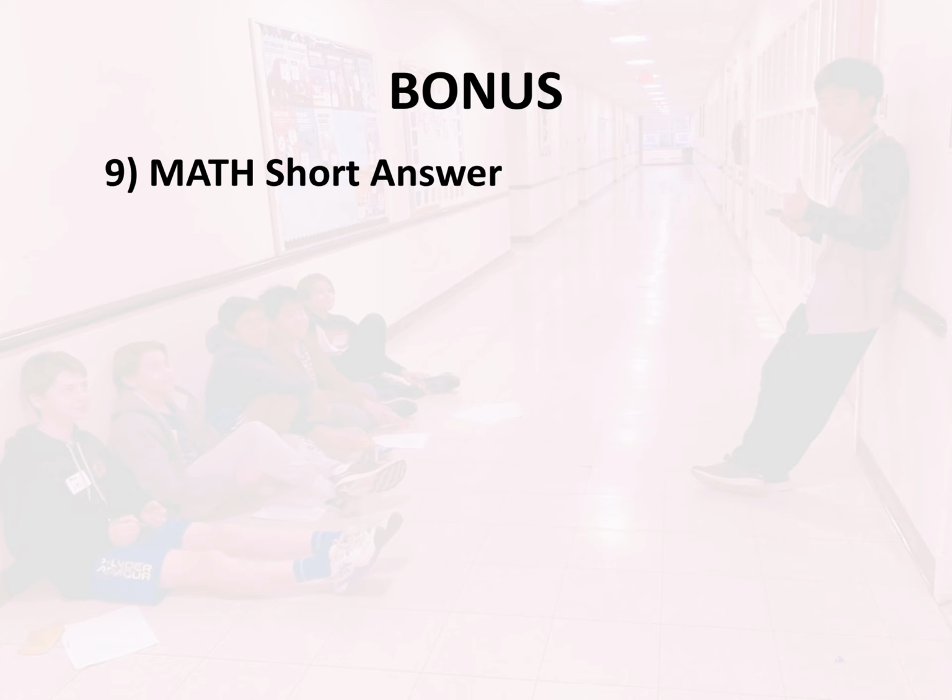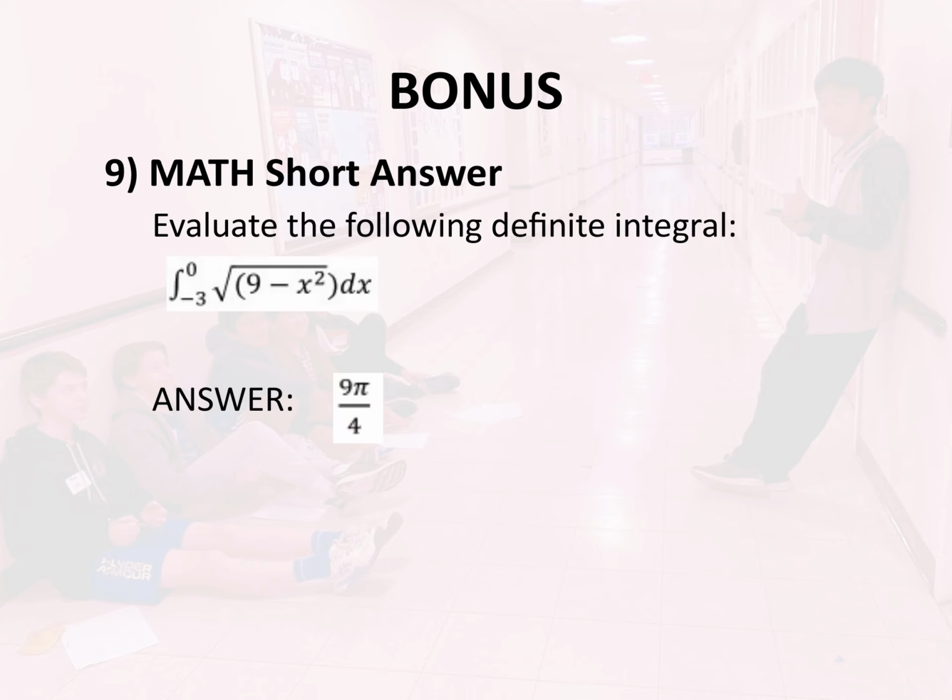Bonus 9. Math. Short answer. Evaluate the following definite integral, the integral from -3 to 0 of the square root of open parenthesis 9 minus x squared close parenthesis dx. Answer, 9 pi over 4.